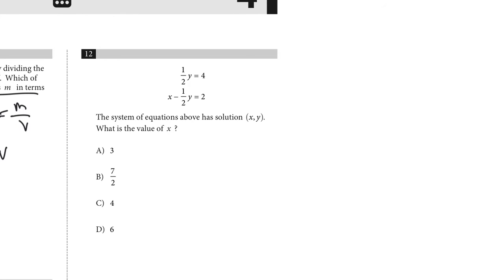Alright, so the 12th one. Okay, the system of the equations above has solutions x and y. What is the value of x? Alright, so we know half y is equal to 4. So y is equal to 8, basically. Yeah, that's what that means. Alright, okay.